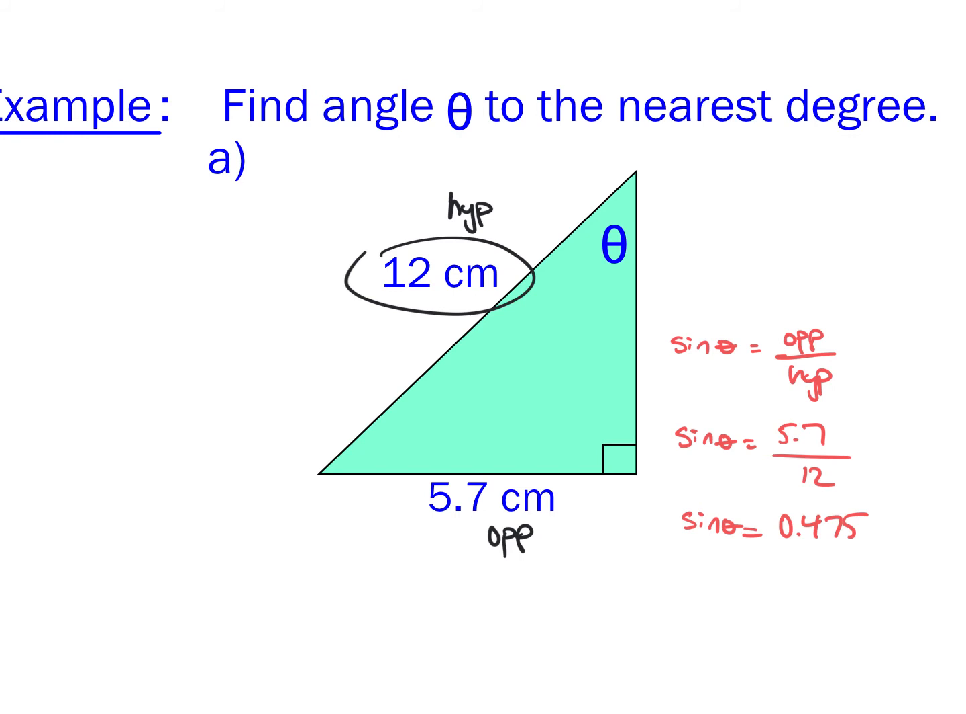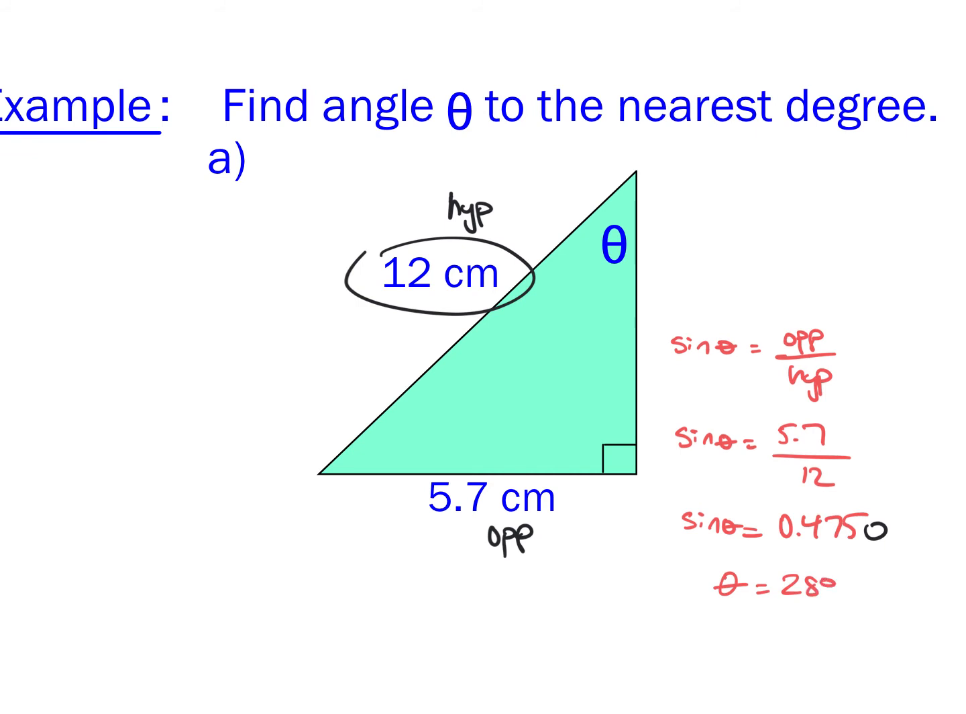Now, I did say we need to keep things to 4 decimal places, so it doesn't hurt to put a 4th decimal place there just to keep this good to go. Then we will solve for theta by using second function or shift sine, and when we do that, we get a measure of theta of 28 degrees, rounded to the nearest whole degree.